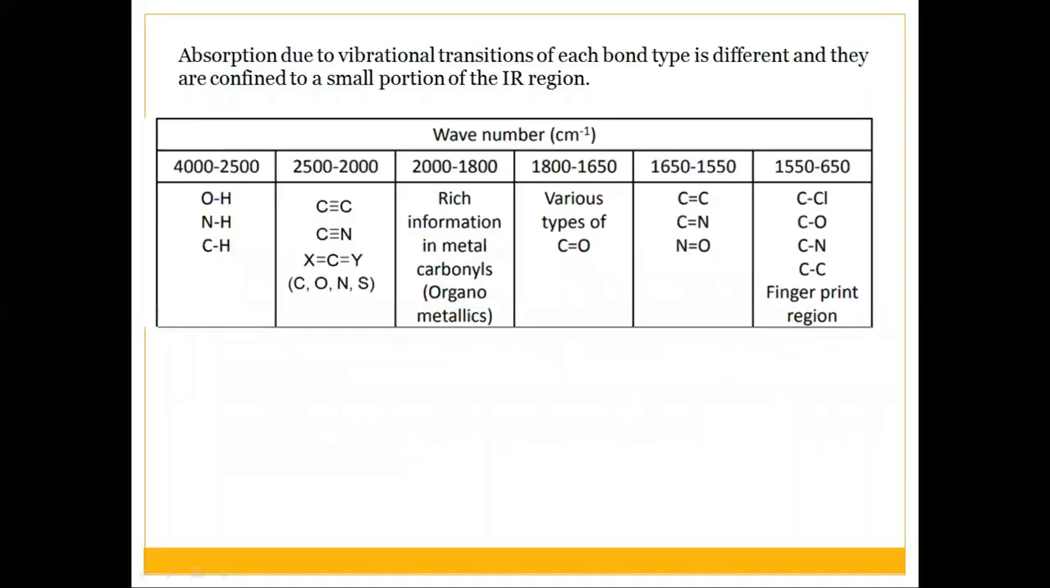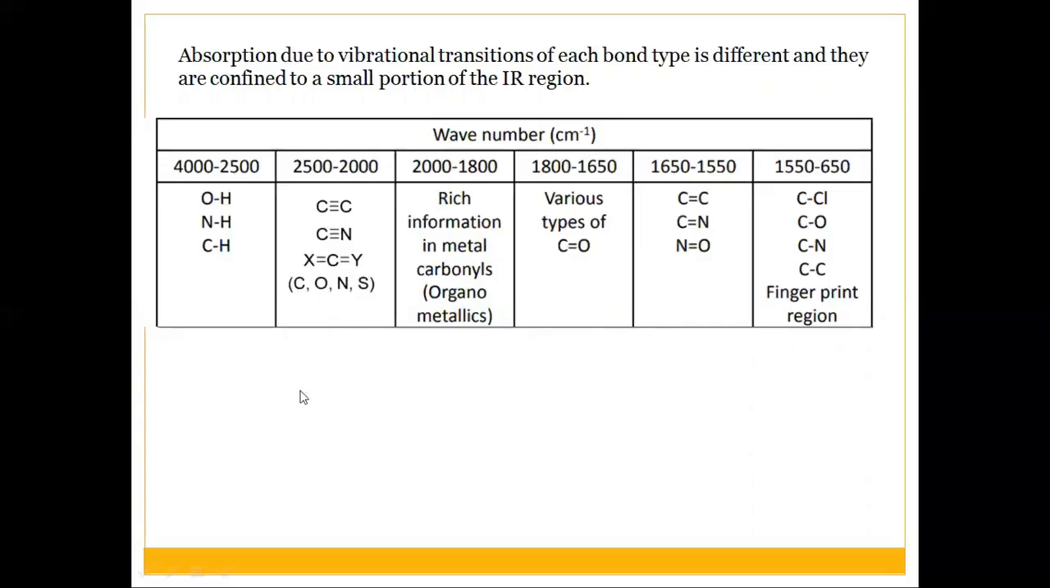So if we consider this region of the mid IR, that is from 650 to 4000 per centimeter, and if we divide this region into different parts according to which type of bonds can be seen in those regions, this table will give you the idea of how these bonds are actually covered in the IR spectrum.